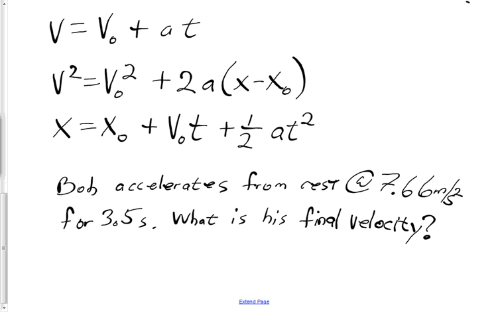So with that, let's write down the things that are given and the unknown. So Bob accelerates from rest. So from rest, it is implied, it's not put in numbers, but it is put in words, that the initial velocity is equal to 0 meters per second. You must be able to pick that out. Accelerates from rest at 7.66 meters per second squared.